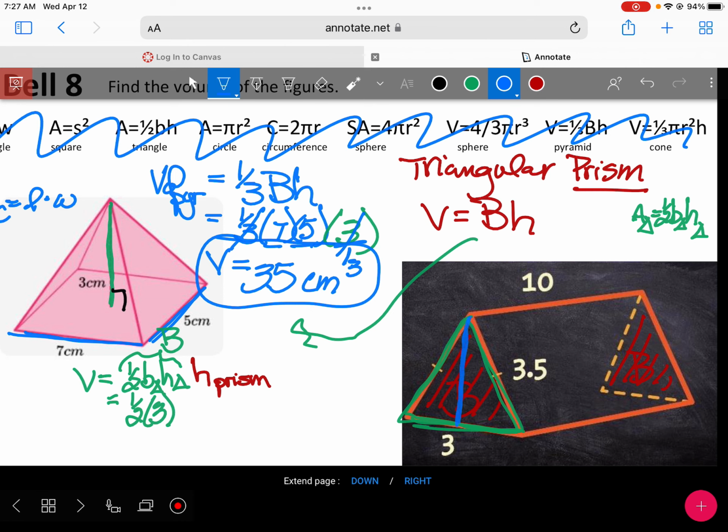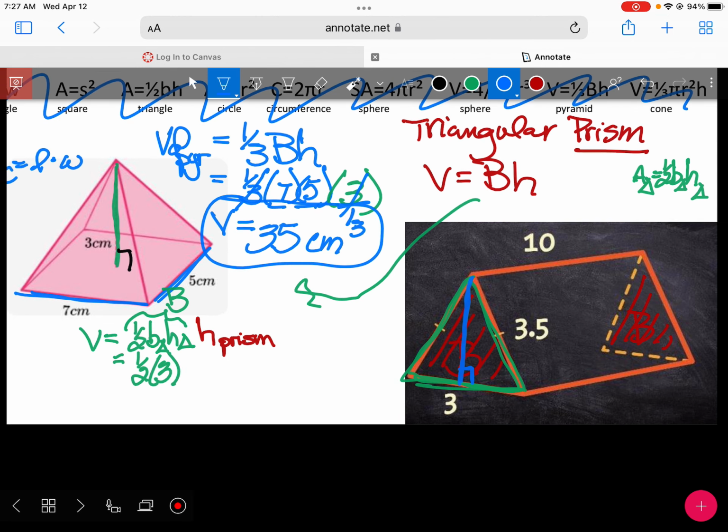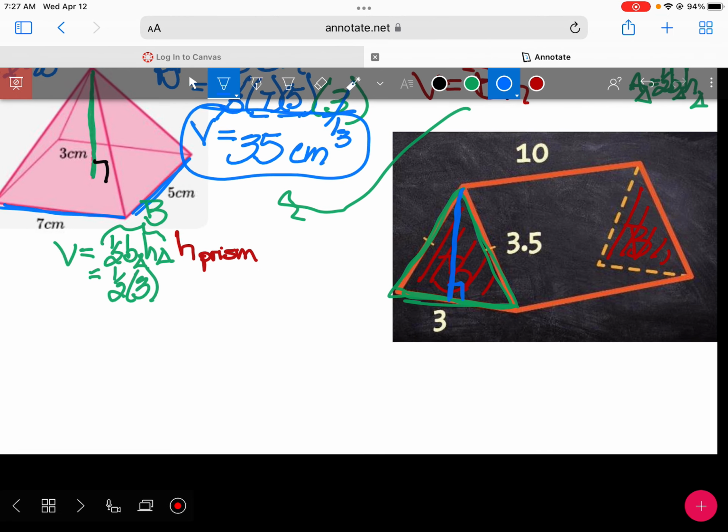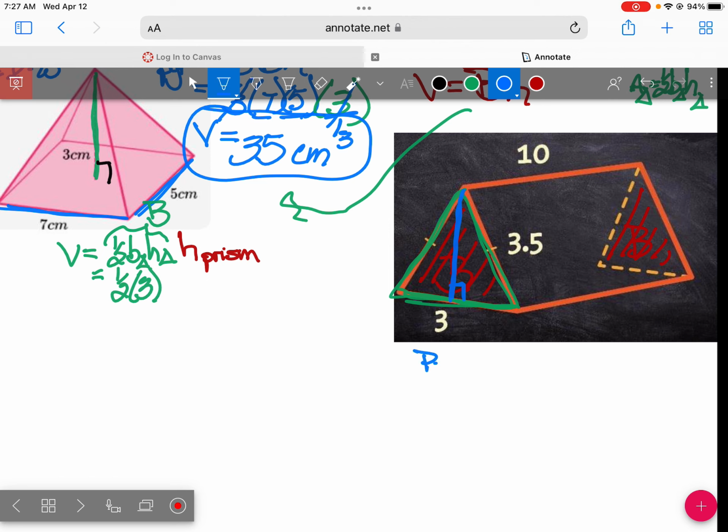Well, my height should be right here. Do we have this height? No. So what are we going to use to find it? Because I have a right triangle right here. Pythagorean theorem. Okay. So Pythagorean theorem says a squared plus b squared equals c squared. A and B are your legs. So I'm going to make that A, make this B. This is going to be my C.